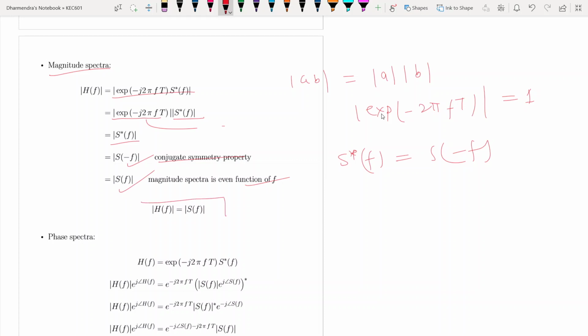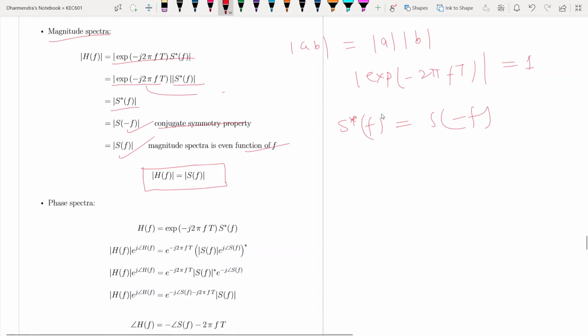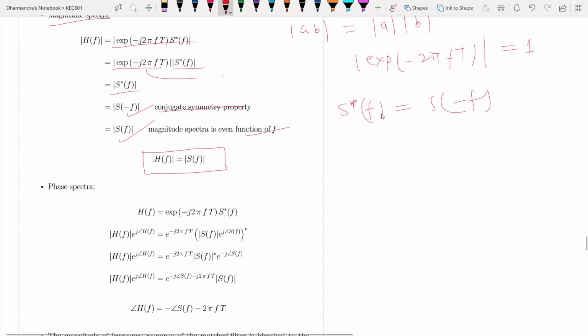So the magnitude spectra of the frequency response of the matched filter should be equal to the magnitude spectra of the signal S of t. Okay, so this is a very important observation. Now I will discuss the phase spectra of this frequency response.